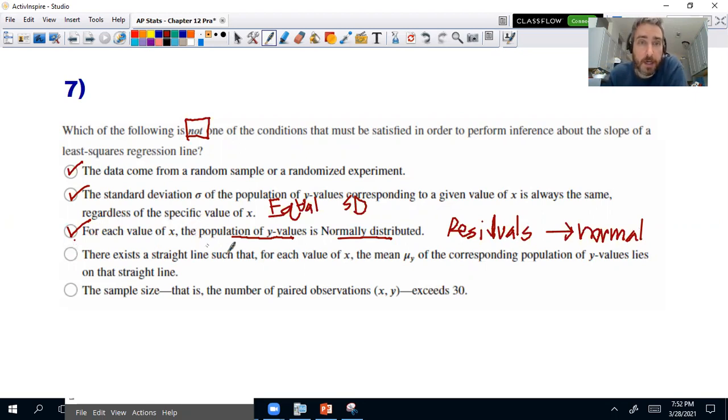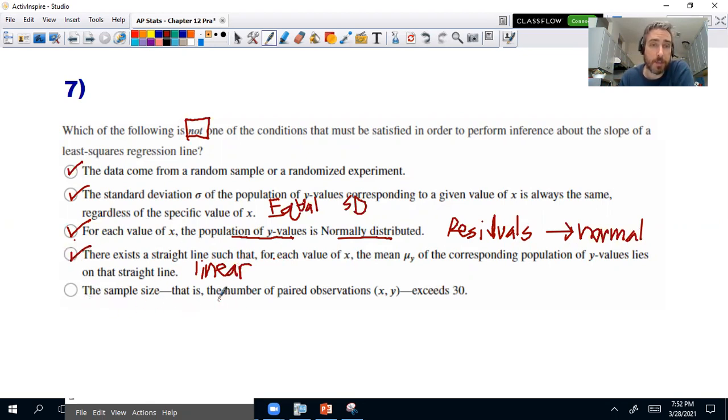There exists a straight line such that for each value of X, the mean mu Y of the corresponding population of Y values lies on that straight line. Well, that's true. That's really just a linear condition in more detail, I guess. So that's a good thing.